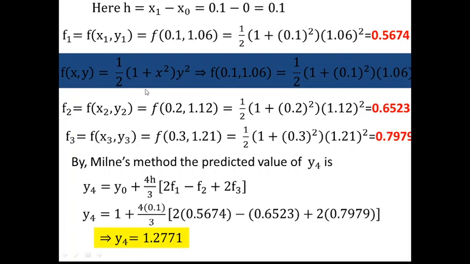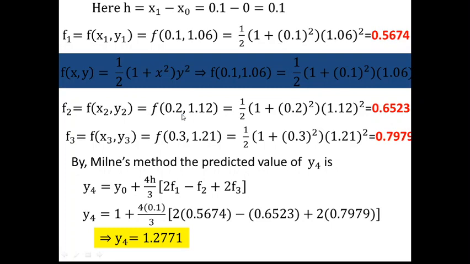So, we will make use of the information which we have obtained just now, that is f of xy is half of 1 plus x square y square. So over here, if I wish to obtain the value of the function at 0.1 and 1.06, what we will do is just replace x by 0.1 in this formula and y by 1.06. So you will get such type of expression. Substituting the values over here, we get the value as 0.5674.